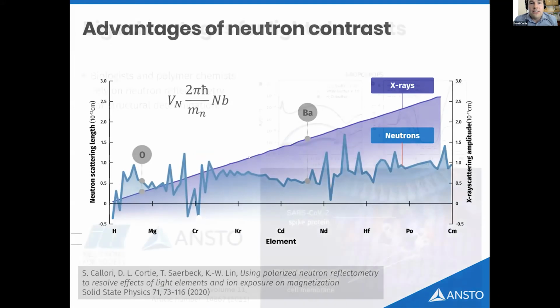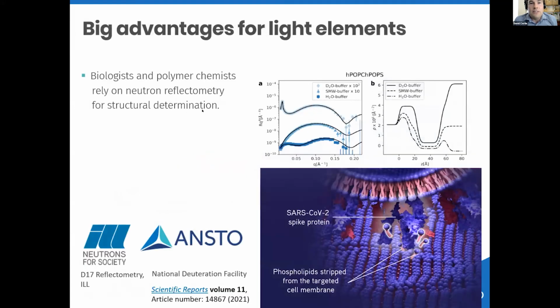And so biologists and chemists use this a lot. I just give a quick mention of this because I thought it was very topical. The big advantage of neutron reflectometry for non-magnetic systems is when you're looking at light elements like hydrogen, or lipids or membranes, and a lot of polymer chemists and biologists do this. A recent study on the COVID spike protein used neutron reflectometry to look at how it interacted with a model cell membrane. Those measurements were done at ILL in France, but the deuterated samples were prepared at ANSTO. So I think this is quite good work.